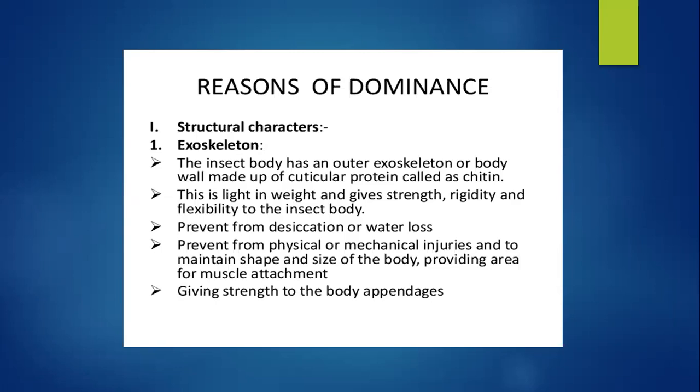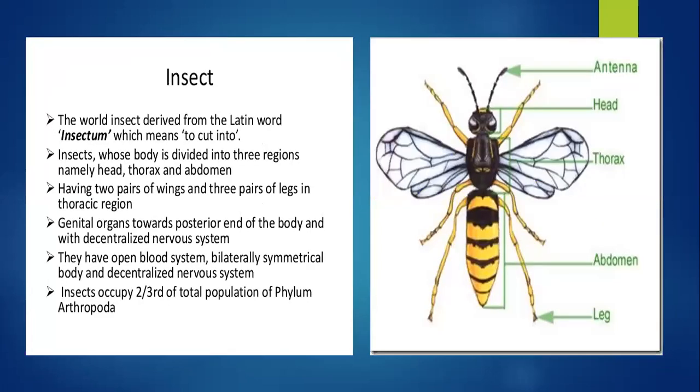And the cuticle gives shape to the insect body, and the size of the body is also determined. It provides the area for the attachment of the muscles, and it maintains the shape and size of an insect body. Got it? And not only that, the cuticle also gives strength to the appendages which are attached to the body. Let me show you once again.